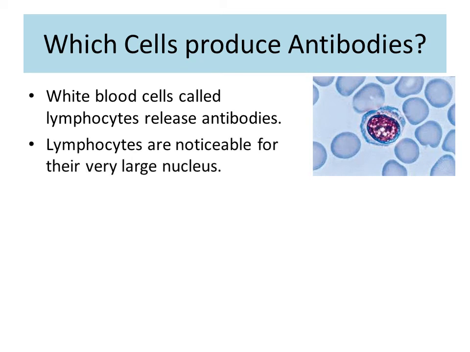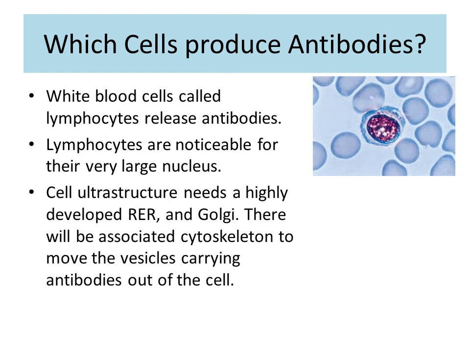So lymphocytes are noticeable by the fact that they have a very large nucleus, and that nucleus plays a very big part in the manufacture of these proteins. And if we look at the cell ultrastructure, what we'll find is because they're making lots and lots of antibodies, they'll have a very highly developed rough endoplasmic reticulum, lots of Golgi, and you'll need quite a lot of cytoskeleton in order to move everything around between the RER and the Golgi, and to carry the vesicles carrying the antibodies out of the cell. So the ultrastructure refers to all the organelles inside the cell, and you could be asked a bit about that and asked to explain how a lymphocyte will be modified and adapted to be able to do its job better.